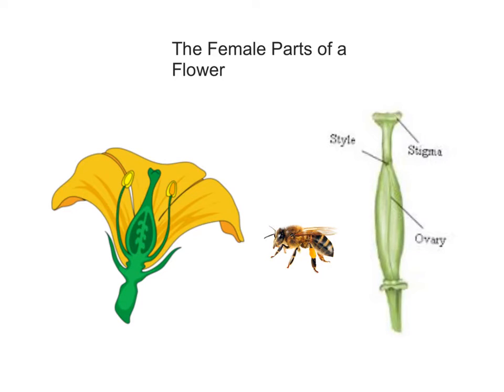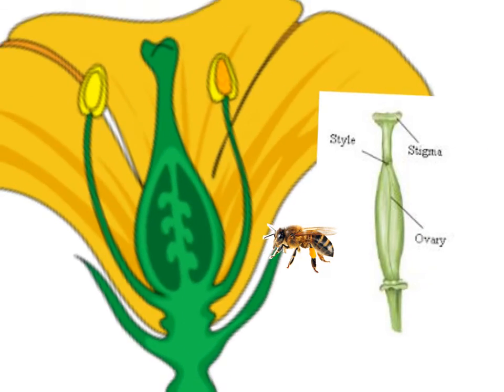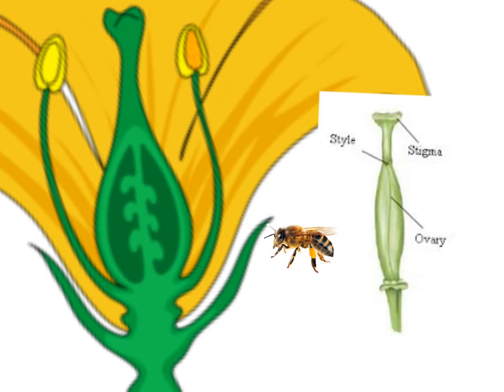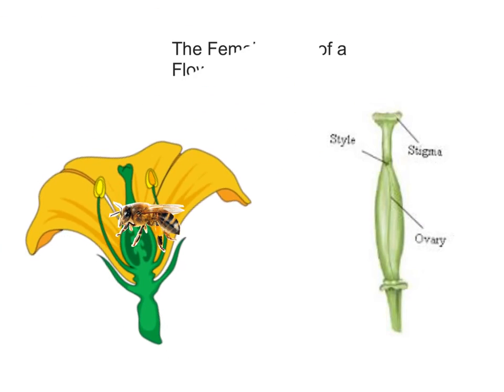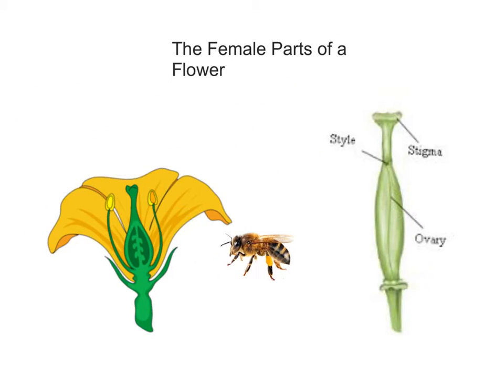Bobby, show her one last thing. Okay, and so if you see in this picture right here, you can see the seed being made. Okay, thanks, Bobby. And those were the female parts of a flower.